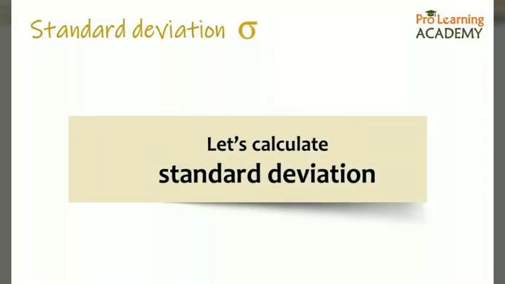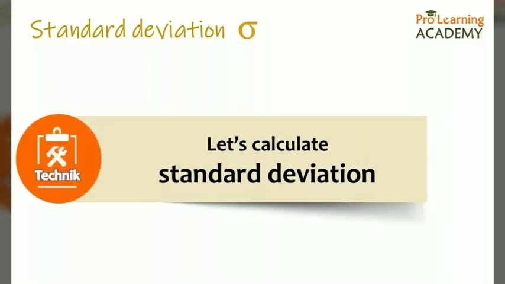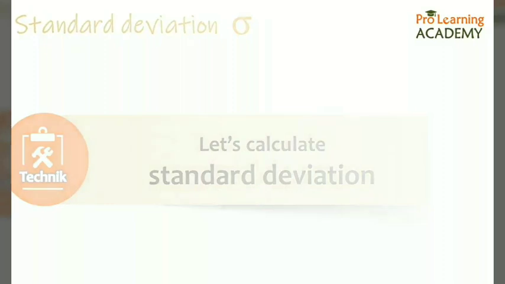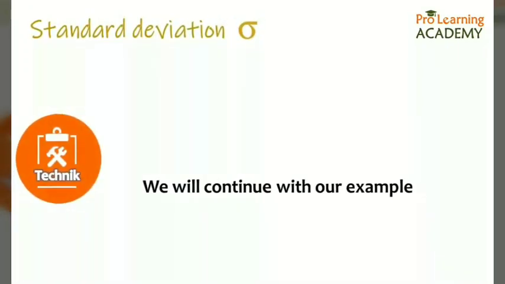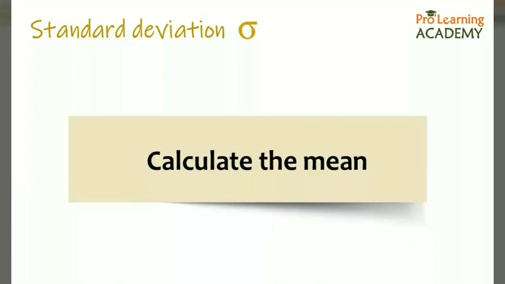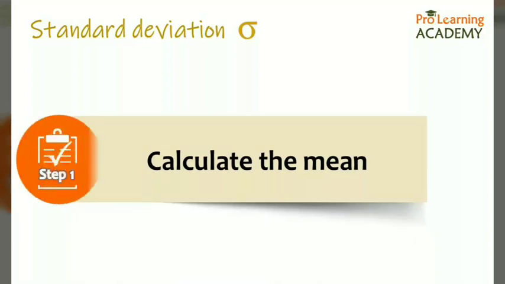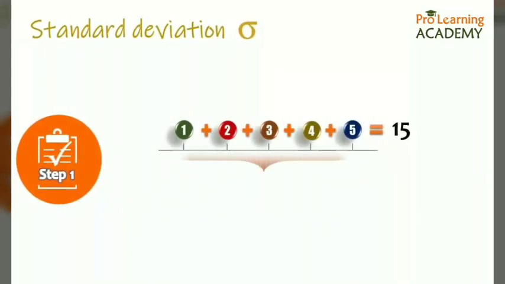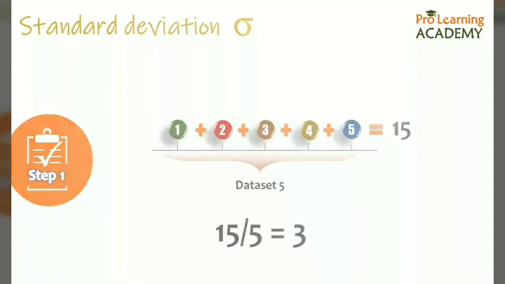We will take the basic idea of how standard deviation is calculated. We will continue with our example 1, 2, 3, 4, 5 data points. We need to calculate the mean. All we need to do is a basic calculation: addition, subtraction, division, squaring up and back to the square root. So we have the mean 3.